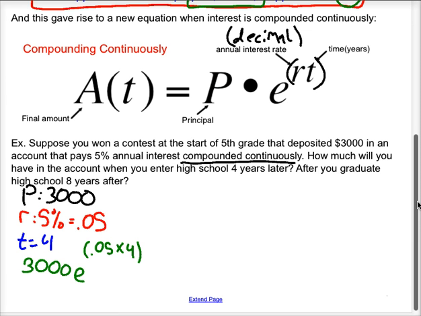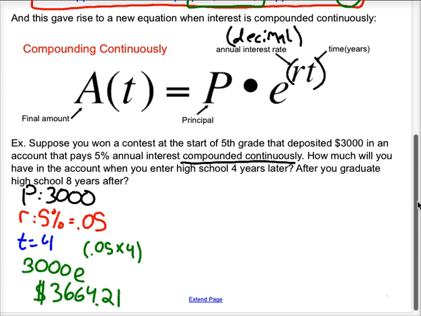So let's type it in. 3,000 times e to the 0.05 times 4. And according to this calculation, you would have $3,664.21. And again, this is a perfect opportunity. You should have your calculator in front of you. Make sure you're getting that same calculation. Make sure you were doing this right, because if you're not, you need to ask me.